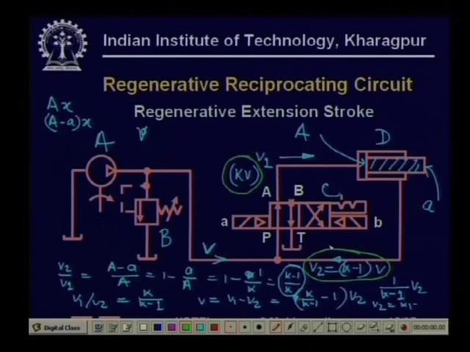So this is the case during the extension stroke. You see that the flow rate is k into V, typically k is greater than 1, but actually the fluid drawn from the pump is small v, right? Now what happens in the retraction stroke? In the extension stroke, the fluid enters like this, and then again part goes this way and part goes that way. These are the flow patterns in the extension stroke.